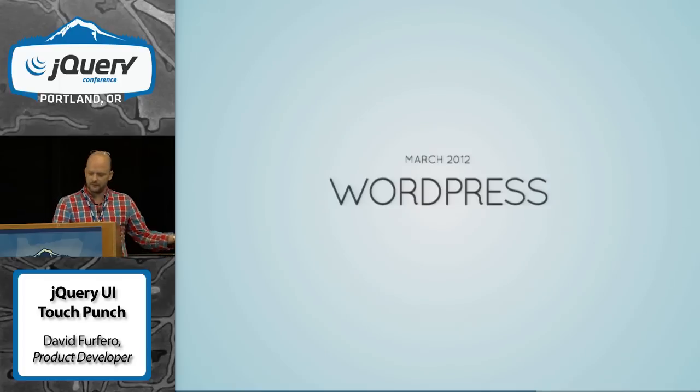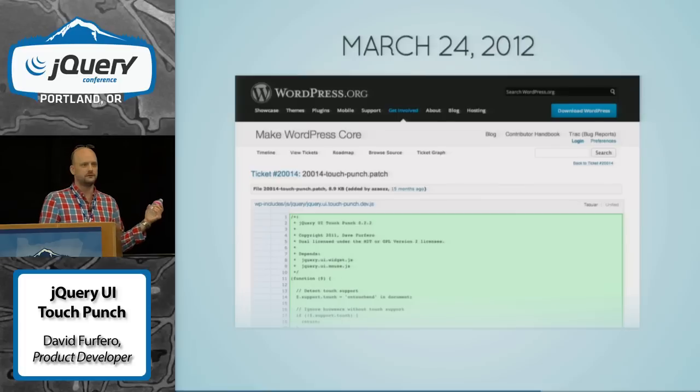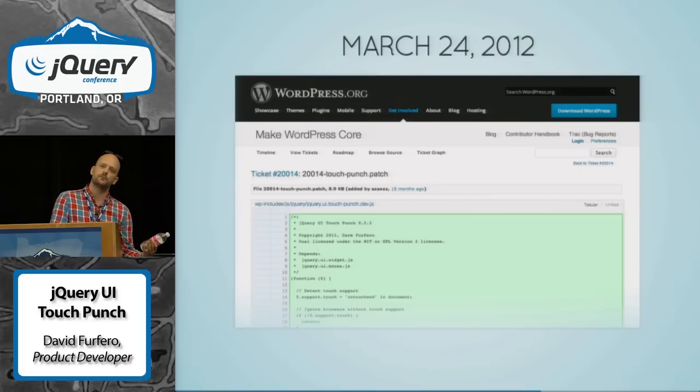And then this happened. In March of 2012, I heard rumblings on Twitter that TouchPunch was going to be integrated into the WordPress core. I was pretty excited about that. They were going to be putting it in so that the touch interfaces in their admin would be functional on iPads and other iOS devices.